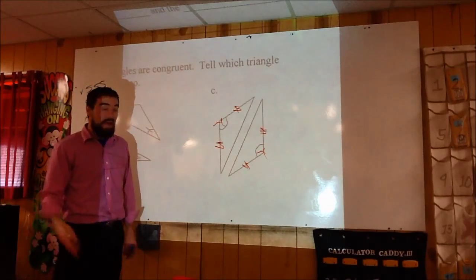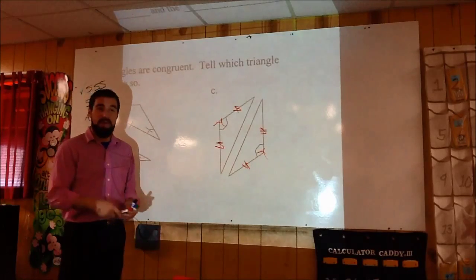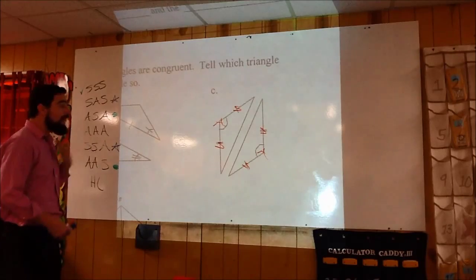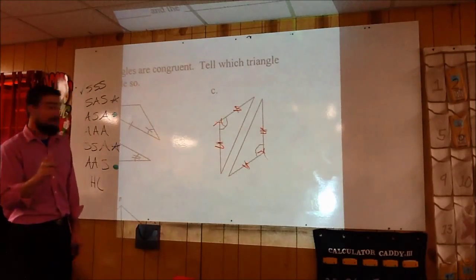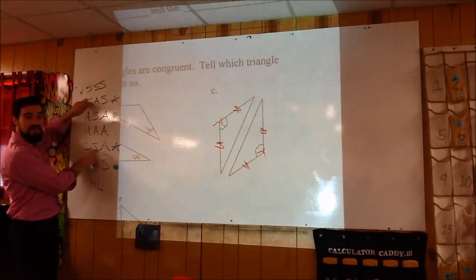I need to figure out, is this enough information, or is this an appropriate amount of information to prove that these triangles are congruent? Well, I know that I have 2 sides and 1 angle. So it's either going to be one of these theorems.